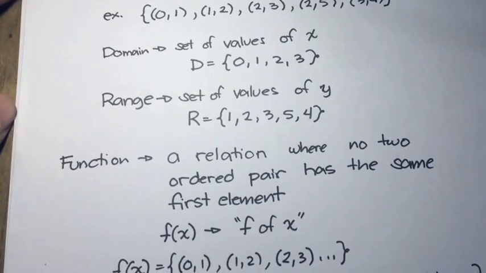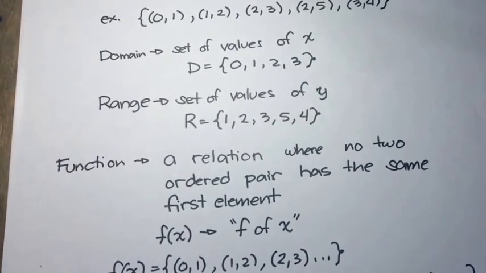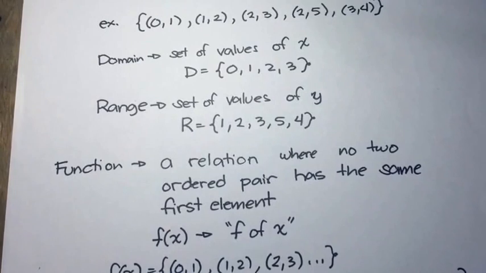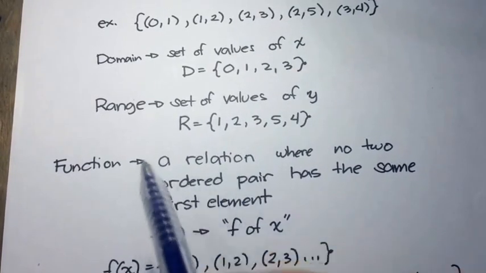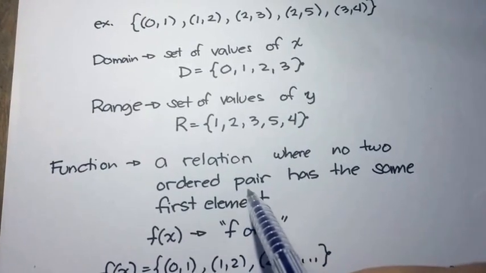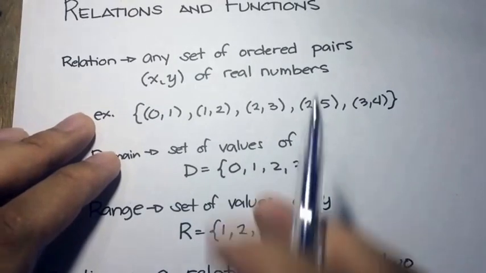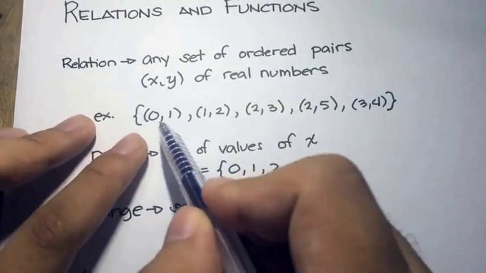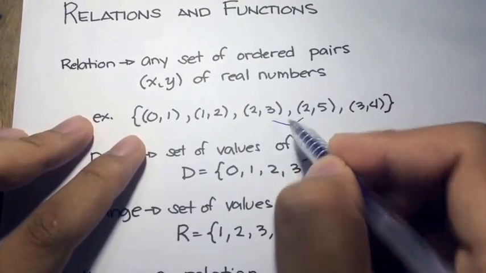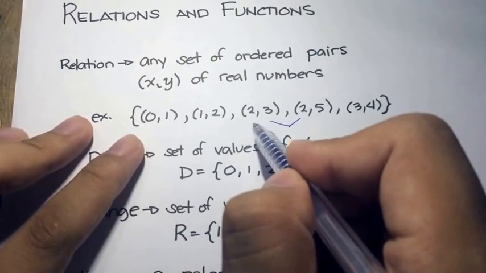A function is also a relation, but it's a special case. There is a special property of functions that makes them different from some relations. It's a relation where no two ordered pairs have the same first element. If I go back to this example and we look at the first elements, we can see that these two ordered pairs have the same first element.